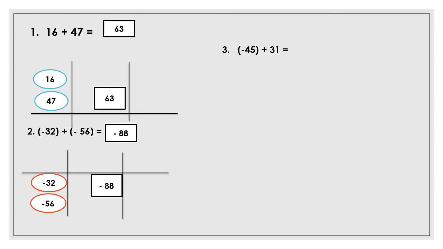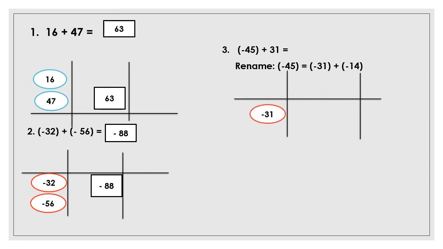Then, we have negative 45 plus 31. So, we have to rename negative 45 para maalis yung or masubtract yung positive 31. So, negative 45 is negative 31 plus negative 14. And using the seeds diagram, we have negative 31 at negative 14. Then, at the upper portion, we have positive 31. So, 31 plus negative 31, 0. So, what is left is negative 14 nasa lower portion. So, we also have the result dito sa lower portion na negative 14.